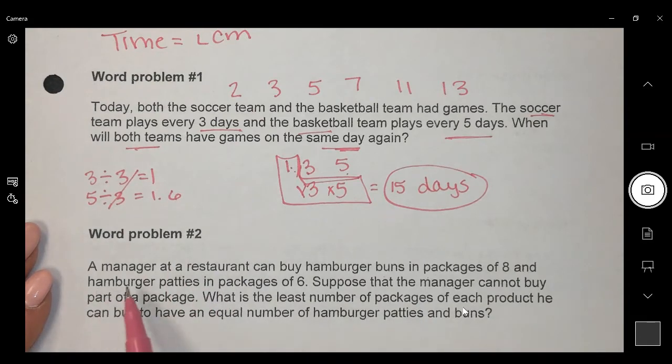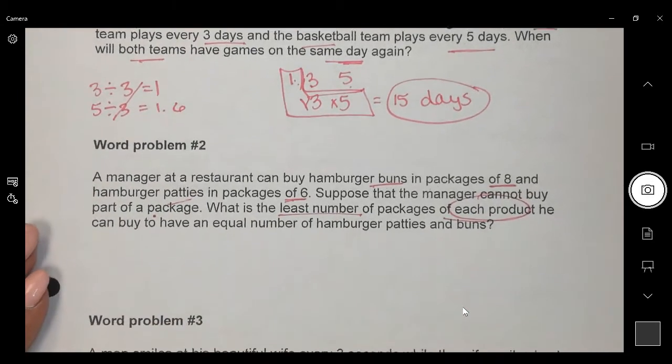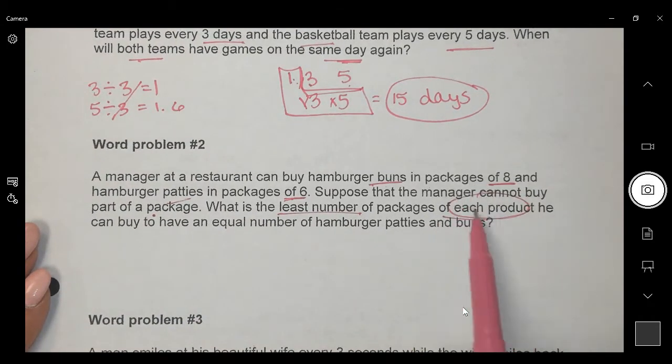If you read it, it says, a manager at a restaurant can buy hamburger buns in packages of 8 and hamburger patties in packages of 6. Suppose the manager cannot buy part of a package. What is the least number of packages of each product that he can buy to have an equal number of hamburger patties and buns? Here we're talking about each product.